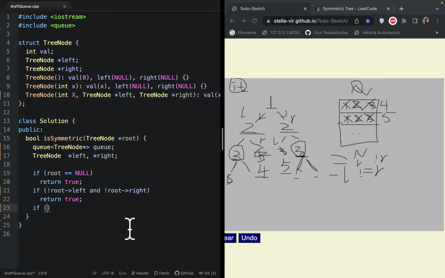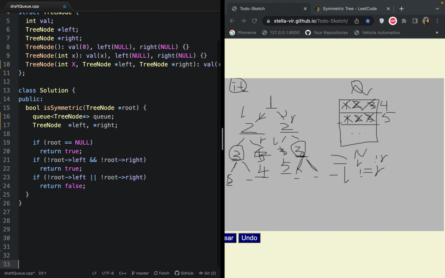Also, if only one side exists, like we mentioned here, there's 6 on the left but nothing on the right. So the left or the root to the right, there's only one of them. In this case, we're going to just return false.